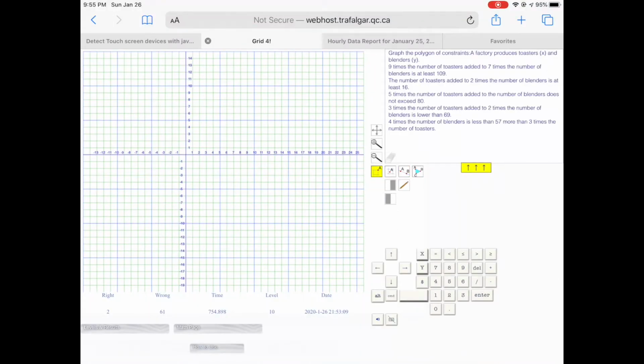I'm going to turn off the lines and turn on drawing. 9x added to 7 times the number of blenders is at least 109. That means greater than or equal to 109. I want to get the y's all alone. Subtract the 9x from both sides. So 7y is greater than or equal to negative 9x plus 109. I'm going to divide everything by 7. We have y is greater than or equal to negative 9/7 x plus 109 divided by 7.